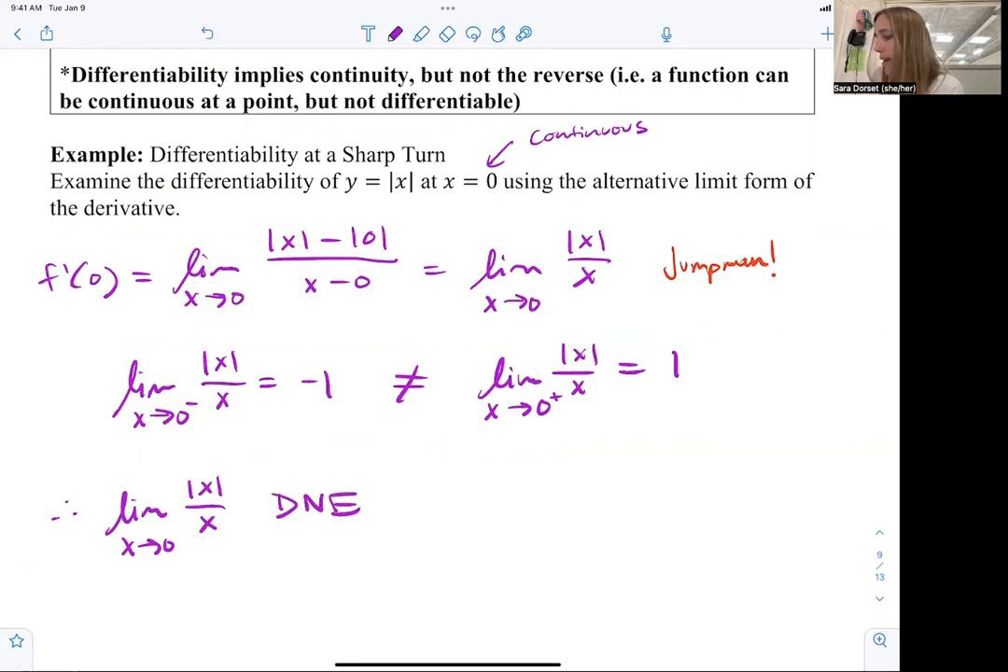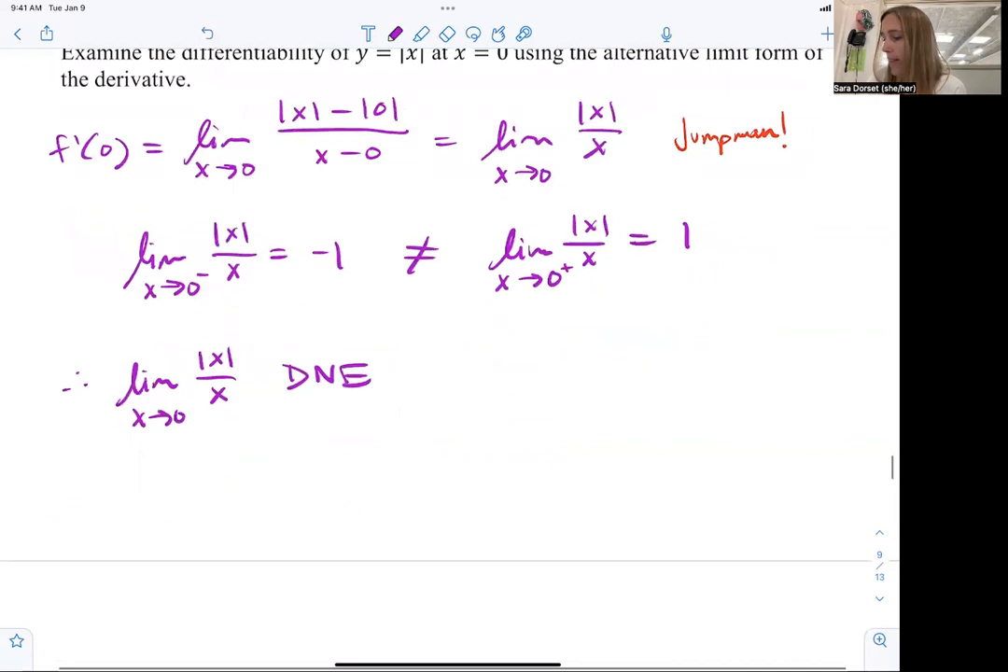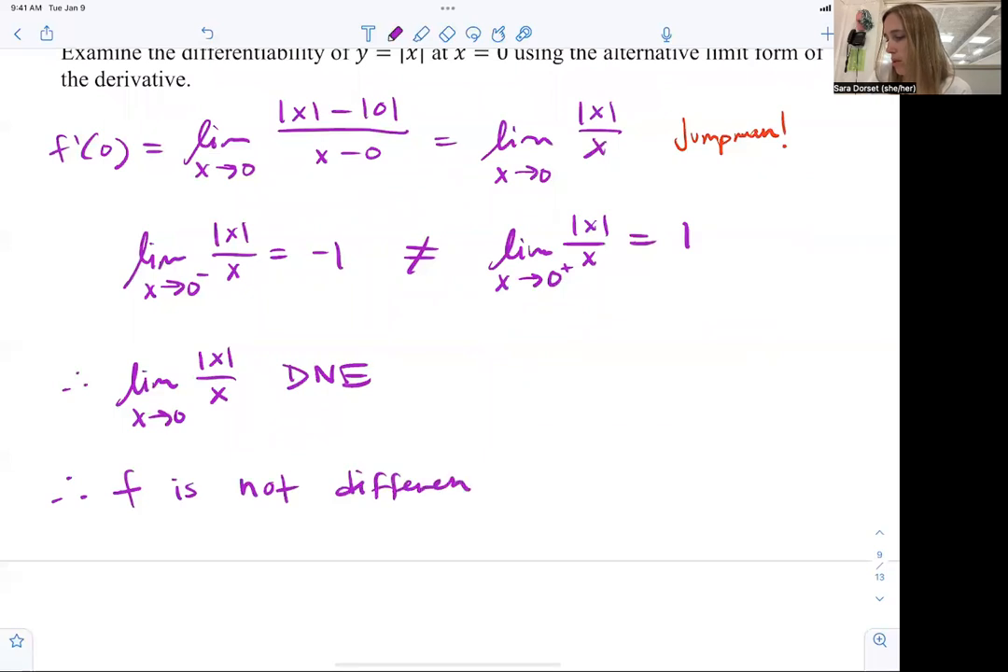And you can say that f is not, so therefore f is not differentiable at x equals 0.